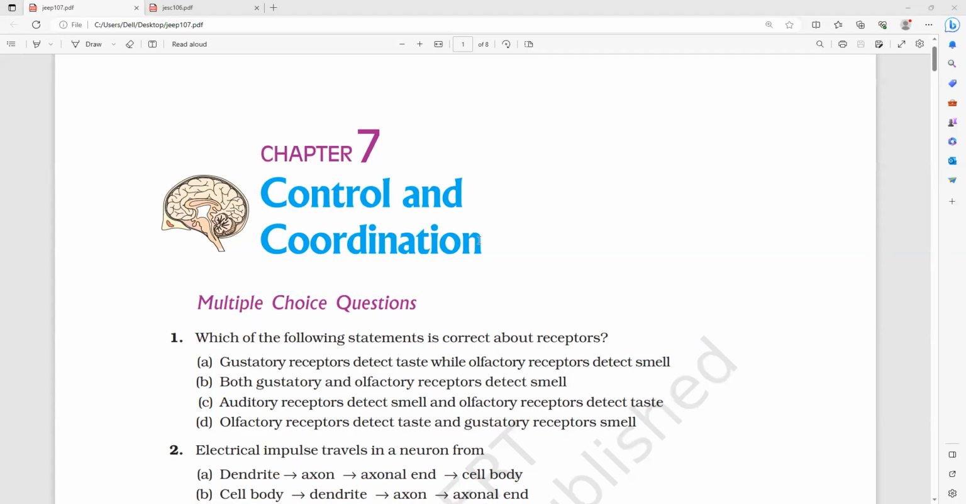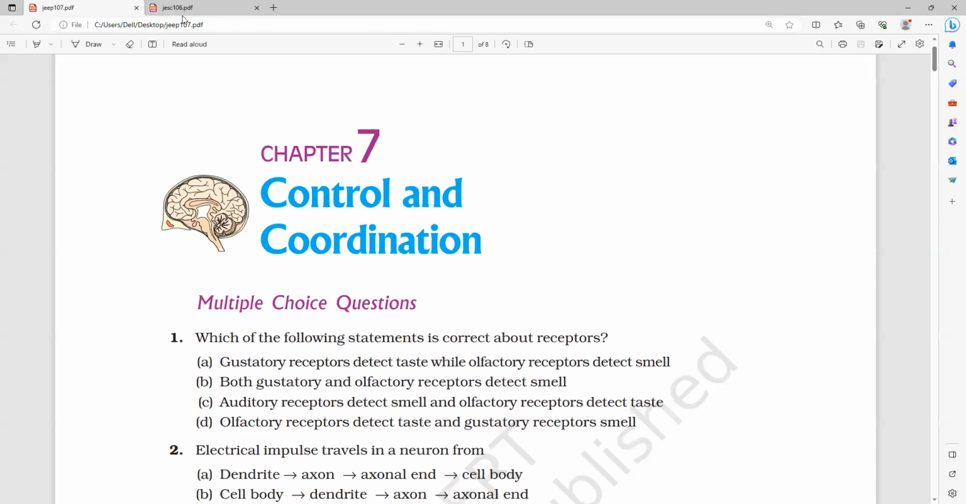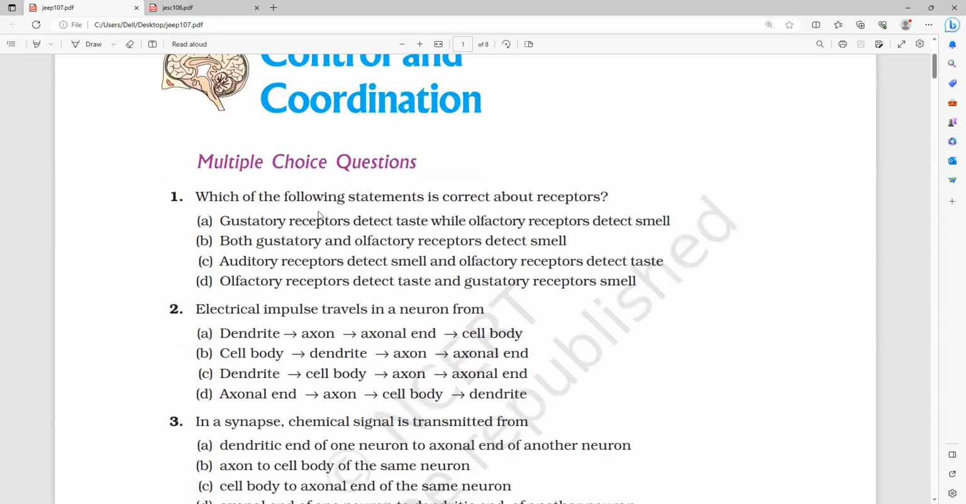So we are going to start NCERT exemplar problems of biology, control and coordination. Presently it is chapter number 6, but when it is released, chapter number 7. So let it be. See, biology needs even more understanding than physics and chemistry to answer this.